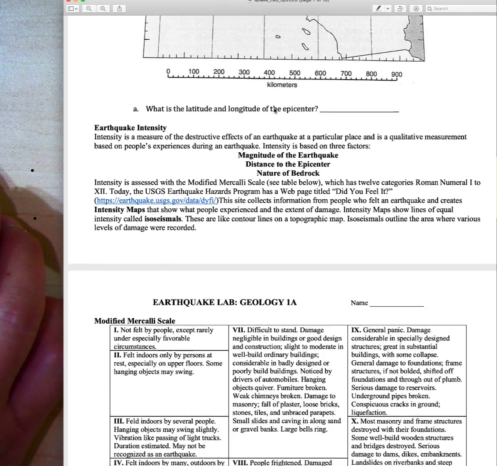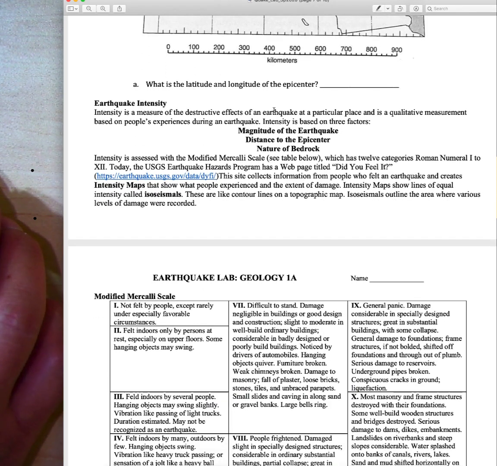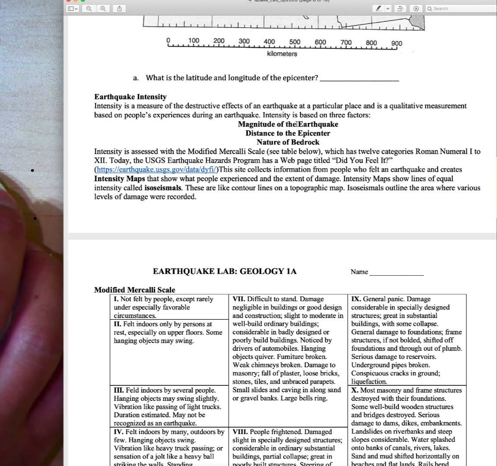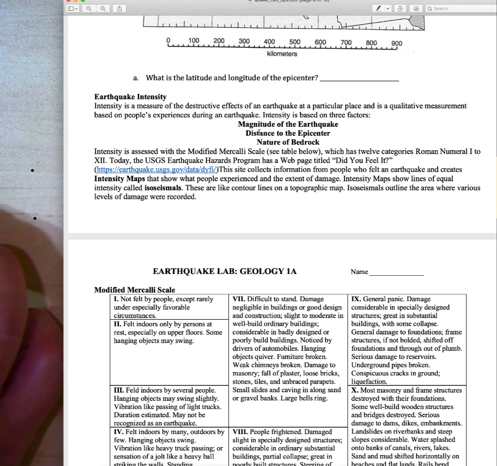This last part deals with earthquake intensity. And remember, intensity is based on 3 factors. How the magnitude of the earthquake, was it a magnitude 4 or a magnitude 7, right? Obviously, more shaking and more damage done during a higher magnitude earthquake. How far were you from the epicenter? The farther from the epicenter, the lower the intensity, the lower the damage. The closer to the epicenter, the higher the damage.